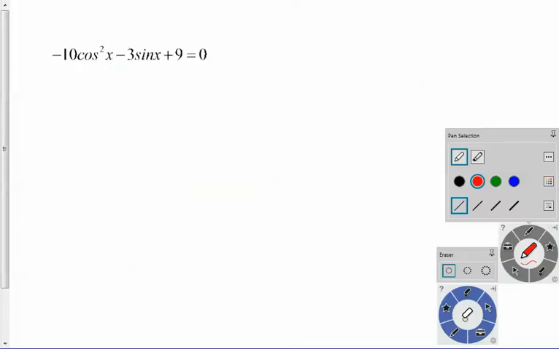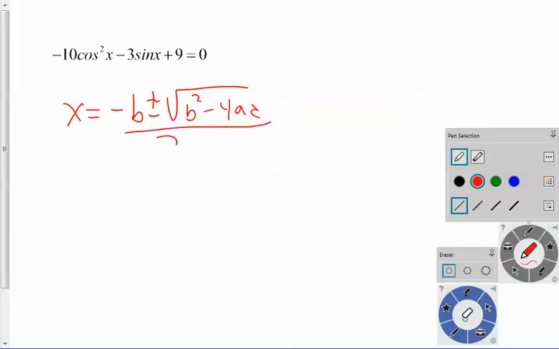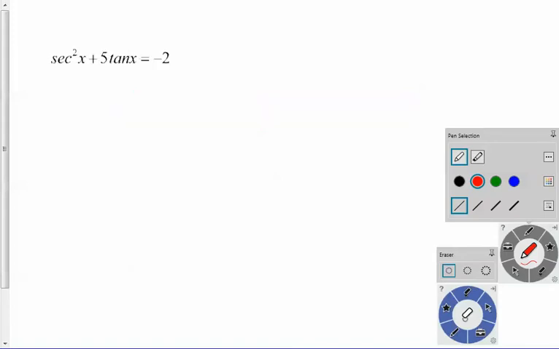All right. How about this one? Negative 10 cosine squared x minus 3 sine x plus 9 equals 0. That one I want you to try to do. Remember that if it doesn't factor, you've got the quadratic formula, which is x equals negative b plus or minus the square root of b squared minus 4ac, all over 2a. I want you to have those ready to go in class, because I think you understand how to do this. Same thing with this one.